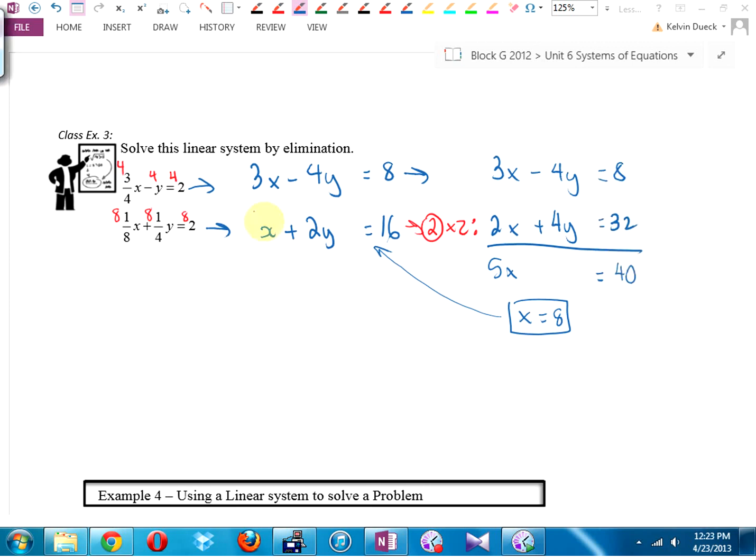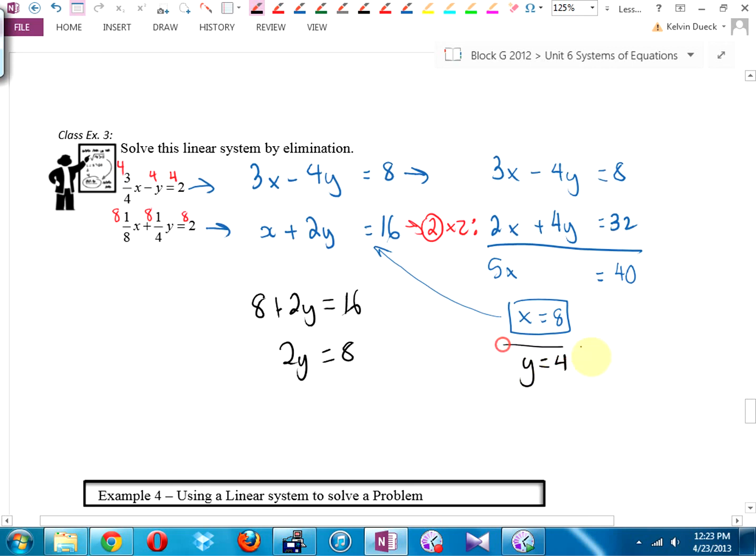So we're going to get 8 plus 2y equals 16, 2y equals 8, y equals 4. The point is 8 comma 4.